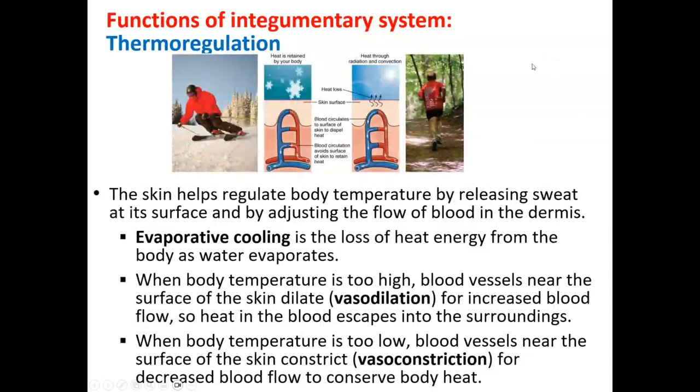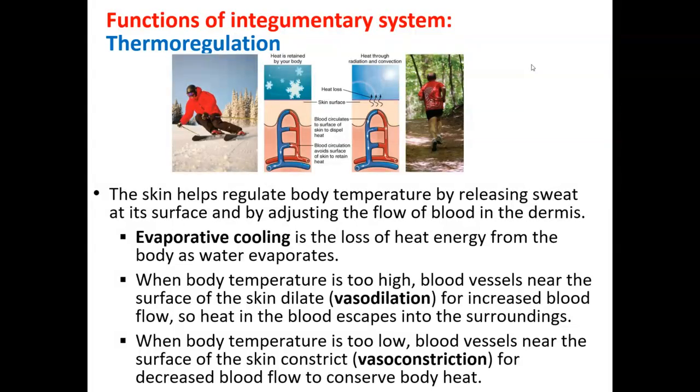Thermoregulation means regulating temperature or heat. So our skin helps us do that. When we get too hot, we sweat. The water in the sweat evaporates, and evaporation takes energy. Every molecule of water that goes from liquid to vapor by evaporating takes some heat energy with it. So that's why we feel cool when we're wet.